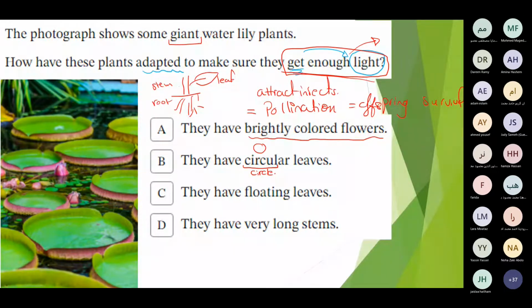حلو، يبقى can I consider the last option، they have very long stems، ينفع يبقى صح؟ No. يبقى مين اللي need which part؟ Leaves. أخيرا وصلنا، برافو، الحمد لله. أوكي، يا رب نكون فاهمين.